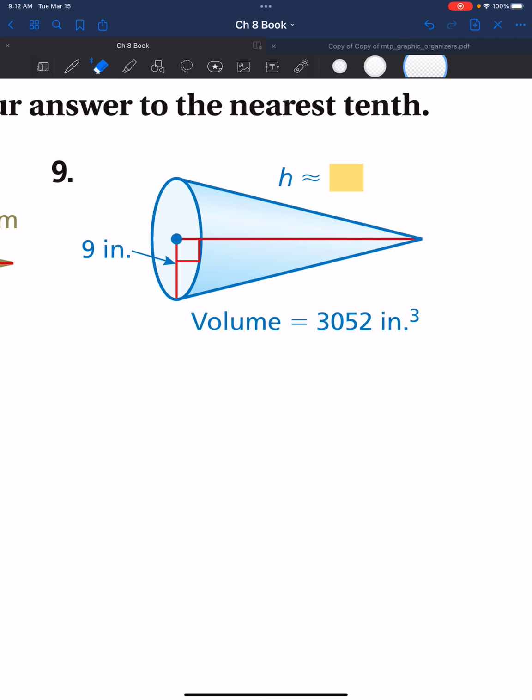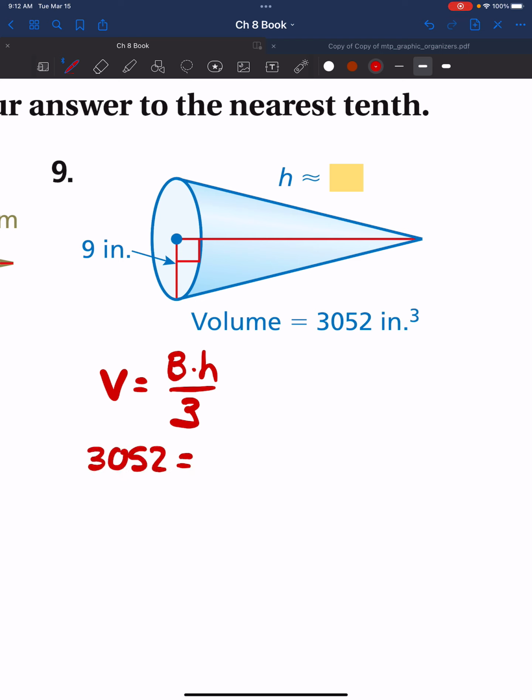All right, step 1, write the formula. Volume equals big B times H divided by 3. Fill in the things I know. I know the volume is 3,052. I know I can find big B. That's 9 squared. 9 times 9 is 81. 81 times pi.